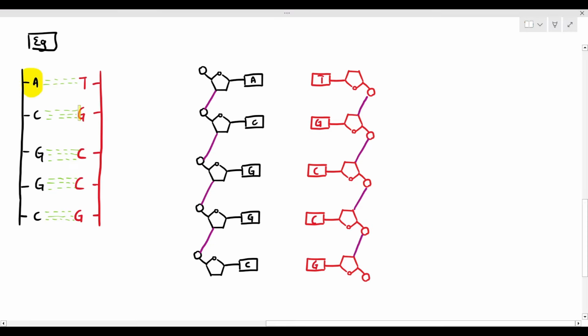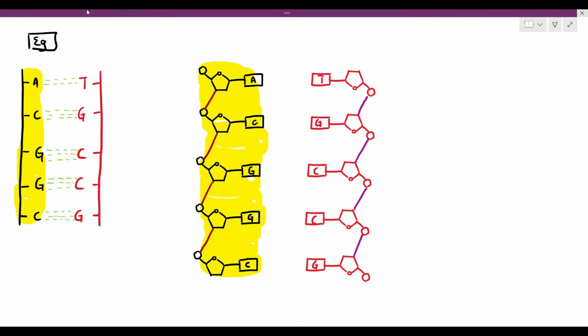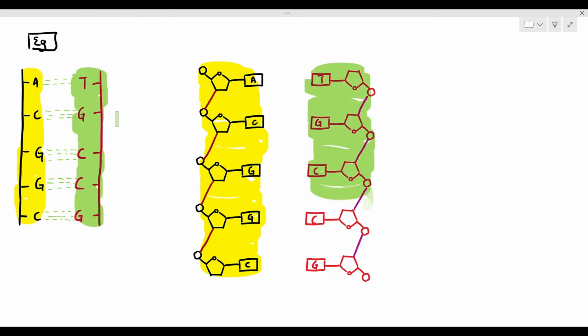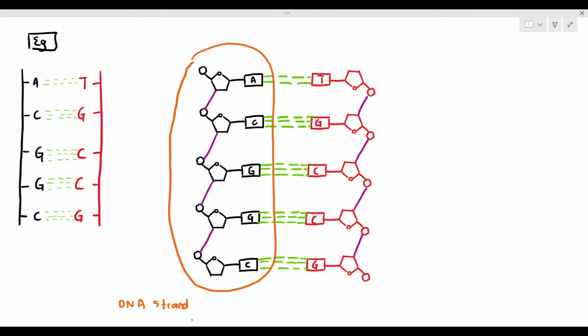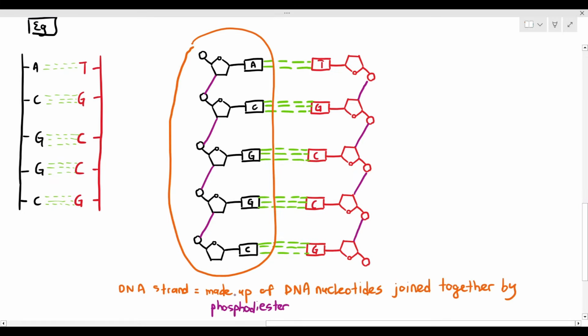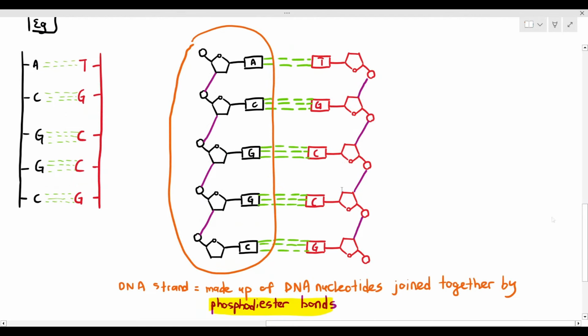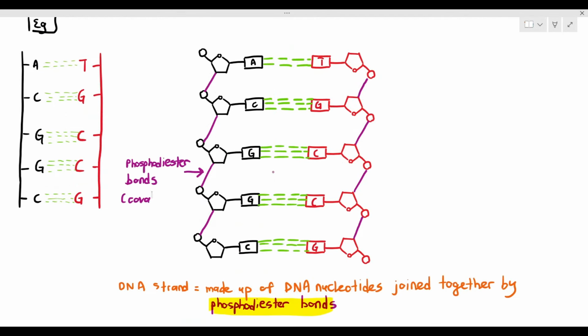And when the purple color line forms that, I've highlighted one strand just to show you how one strand looks like in yellow, and I've highlighted the green color strand to show you how the other strand looks like. It connects the nucleotides together. So we know that the DNA strand, which I've just basically circled, it's made up of DNA nucleotides joined together by something called phosphodiester bonds. Phosphodiester bond is a type of covalent bond. And the phosphodiester bond basically links one nucleotide to another nucleotide so that they can form a single DNA strand.